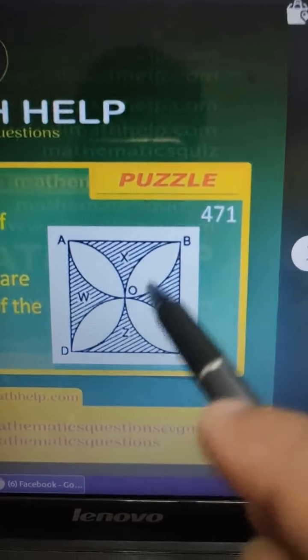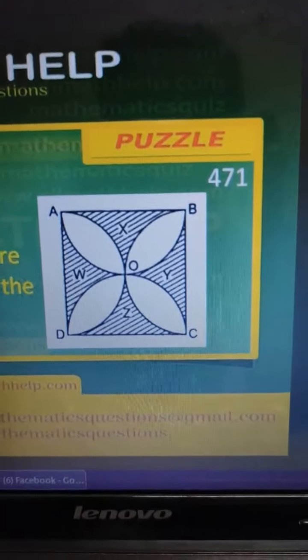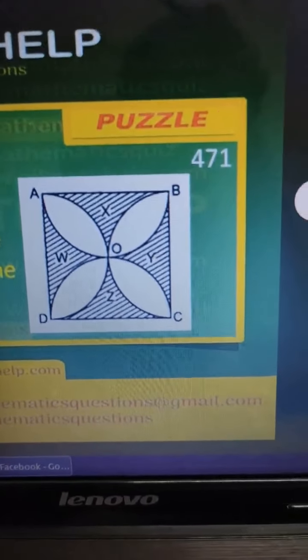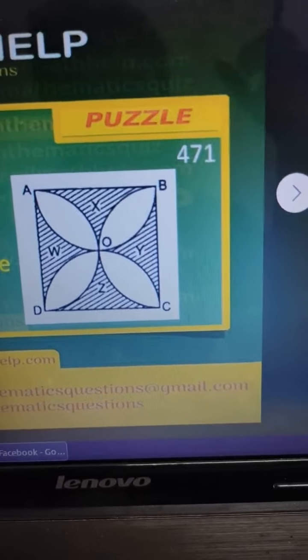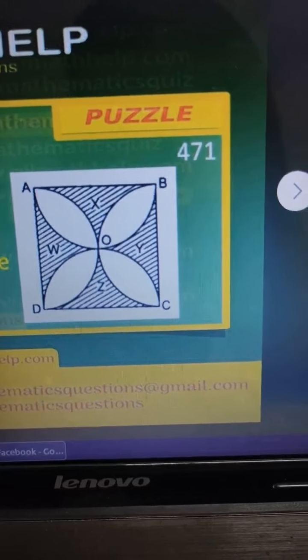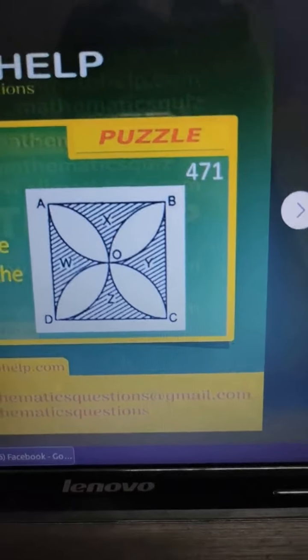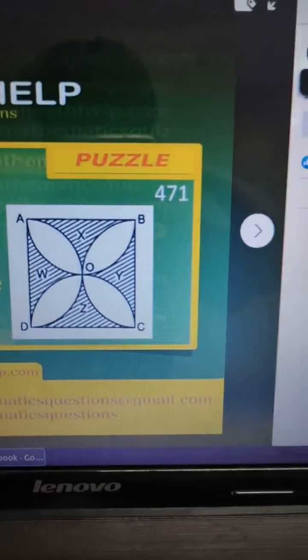It's a little complicated figure. To solve it, we need to first understand how we can break this figure into some simpler form. So let's go to pen and paper.